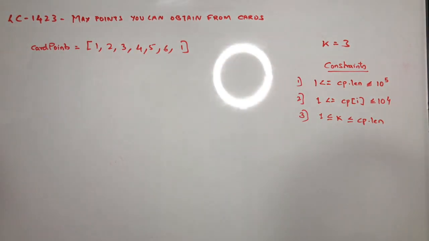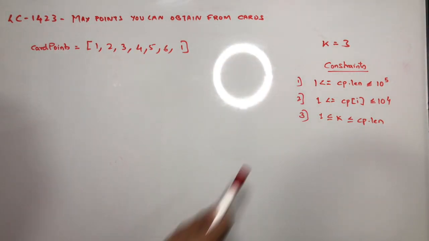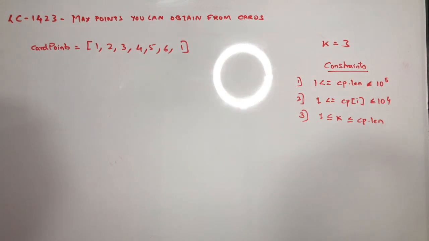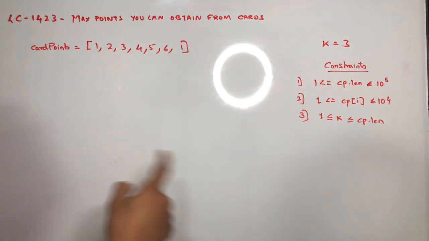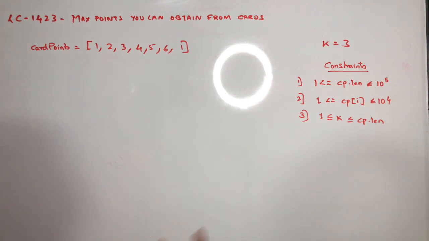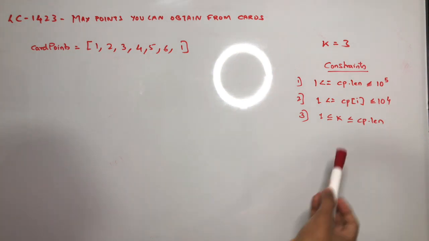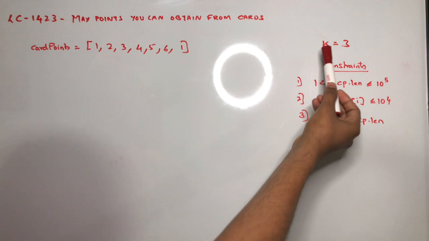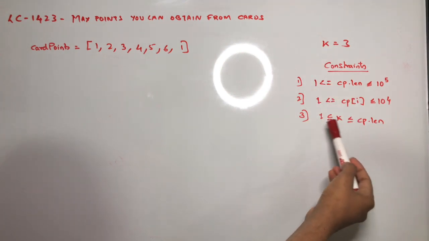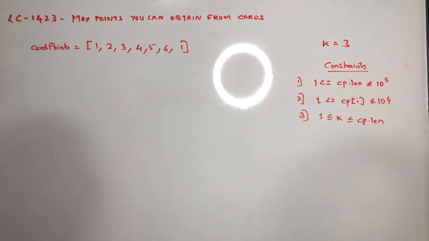And if you see the constraints that are given here, basically you can have a minimum of one card, or at max you can have 10 raised to 5 cards. For each of the cards, the score can be between a minimum of 1 and 10 raised to 4. And also the number of cards that you have been asked to draw will be between 1 and the maximum number of cards that are available.